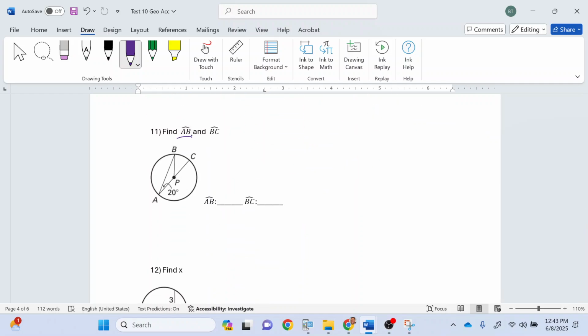Over here, find AB and BC. So I need to find this one, and I need to find this one. Lucky for me, this is an angle at the edge of the circle. So if this is 20, this is 40. If this is 40 and this is that diameter, that means the circle is cut in half. So if this is 40, this should be 180 minus 40, or 140.